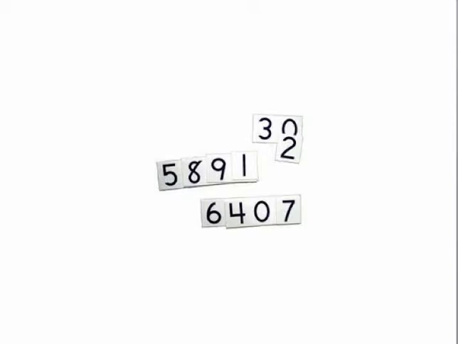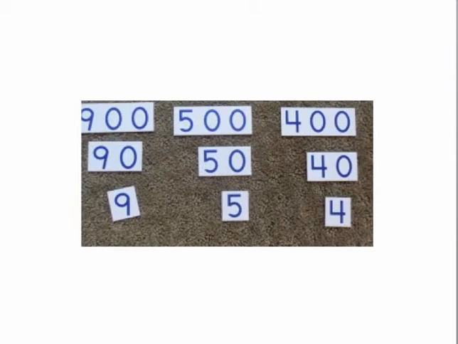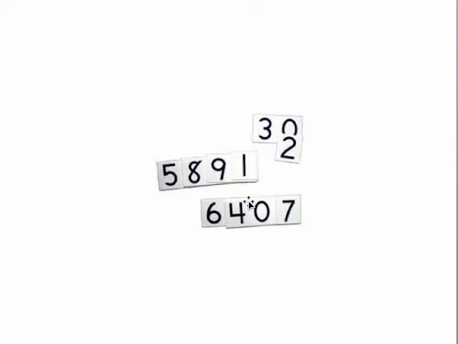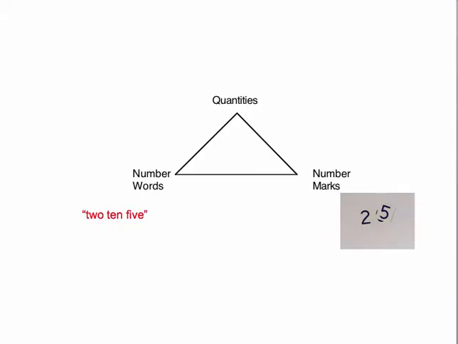So here, 32, it's not just a 3 and a 2, but it's a 30 on which a 2 is placed. So the use of these place value cards helps kids, it supports their understanding of place value. It's not sufficient on its own, but it's definitely not taking away from their understanding. So we are using number words, let's say 2, 10, 5, and now we're using number marks that are mirroring that structure. All right. And then how do we represent the quantity?